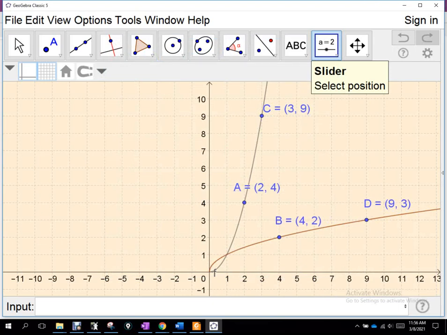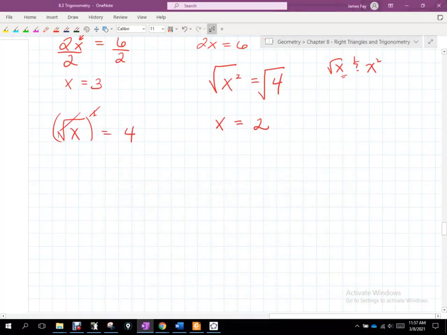I just flip-flop the x's and the y's, right? If a comma b is on f of x, then b comma a is on its inverse. That's the relationship that we get here. That's the nature of being a reflection across the line y equals x. That's what happens. So we can use that. Basically what I'm trying to get at here is that the input on this function becomes the output on this one, and the output of this function becomes the input on this. Does that make sense?